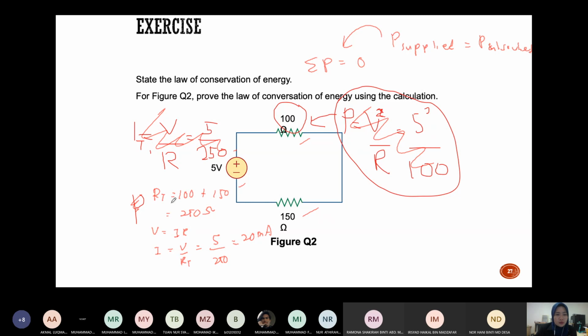Now you have the voltage and you have the current, so you can calculate the power. Power is VI. V is 5, I is 20 milli, so you will get 100 milliwatts.